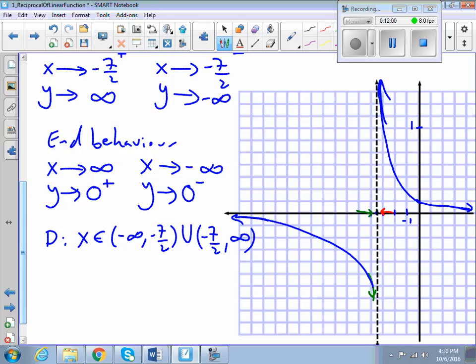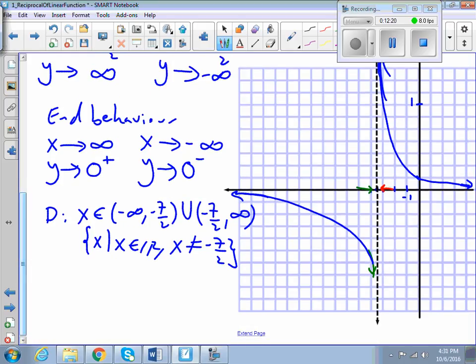Or if I want to write in set notation, I can say x is an element of R, and x cannot be negative 7 over 2. So in this case, if I don't ask you specifically for interval notation, maybe writing in set notation is a bit easier. Now my range is all real numbers, and it cannot be just 0. So it's just below 0 and greater than 0. So again, I can say y is an element of real numbers, and y cannot be equal to 0.